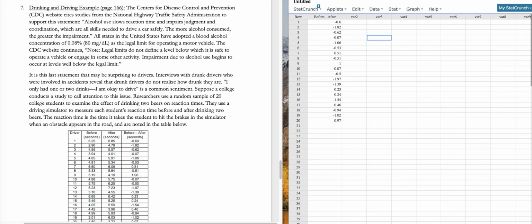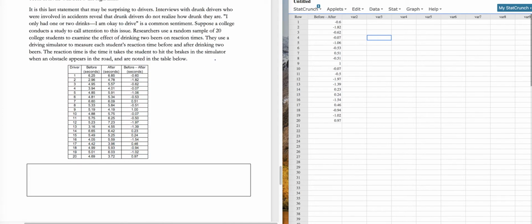We are continuing on in OLI Mod 25. This goes along with an example in OLI on page 166 regarding drinking and driving. I'd like you to go ahead, take a minute, pause the video, read through the whole setup, and then come back. Okay, hopefully you've taken a moment to read through.